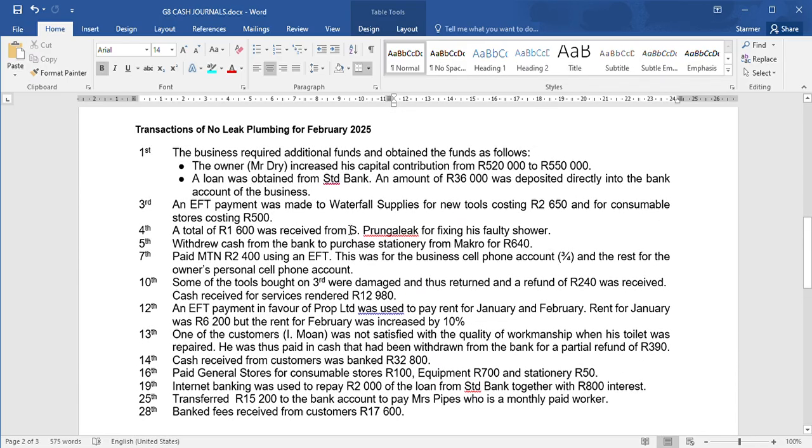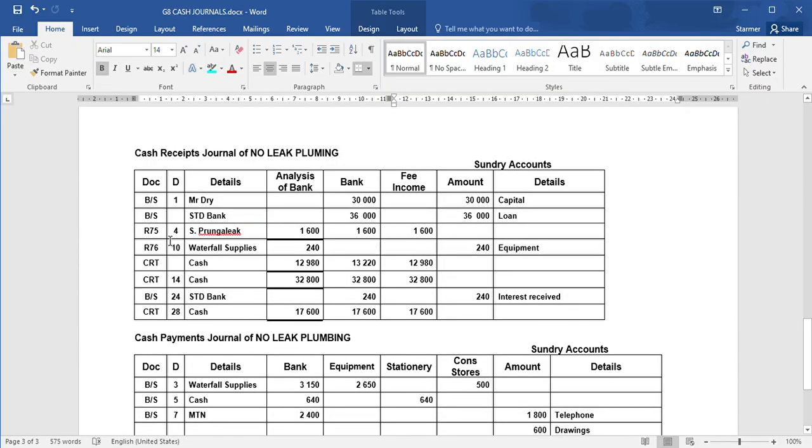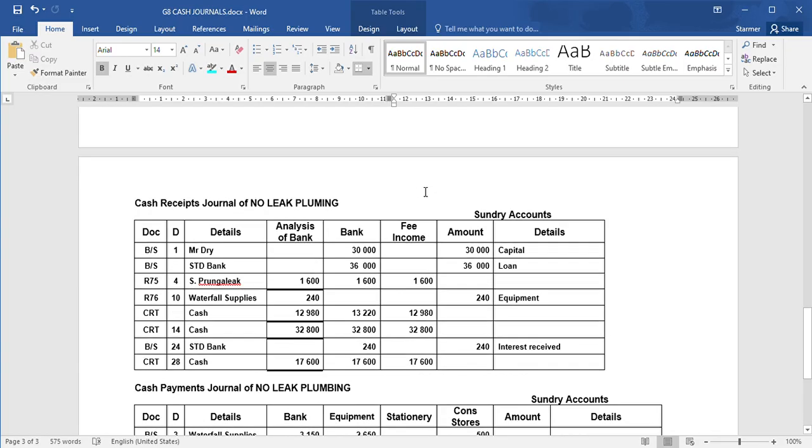Alright, the next one. A total of 1,600 Rand was received from Sprungerleek for fixing his faulty shower. So we receive money there. We receive 1,600. We record the name of the person in this case, so we would have given him a receipt. Now this money came into the business first, and then we take it to the bank and we deposit it. And that amount of money, whenever you do work for someone, remember I told you, use fee income. So that amount will get recorded under fee income and nothing over here. I can see what I'm receiving the money for by looking at the heading.